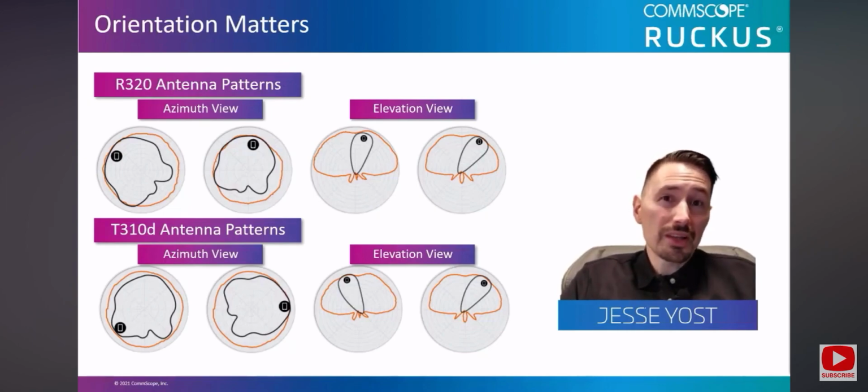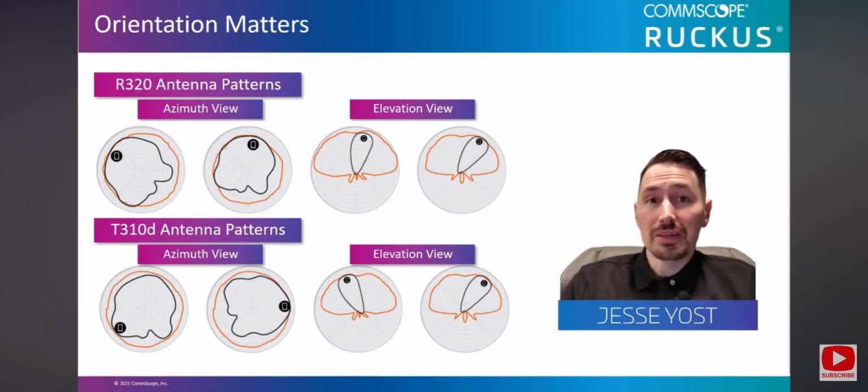Now, this is related to how we're going to actually mount the AP, and if we do it incorrectly, we can negate all of the previous considerations that we've made. If you have an AP with incorrect orientation in your environment, you may be thinking that it's providing coverage to an area that it isn't.